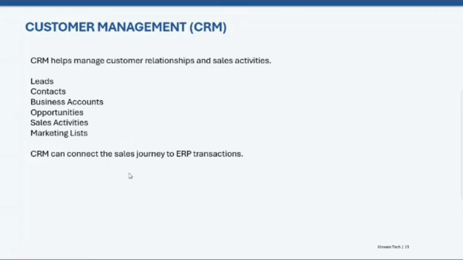So the time when we identify a lead, we turn this lead to a customer. So it tracks all that journey, and it can help in predictability on the growth of the business, on how it is creating new opportunities.